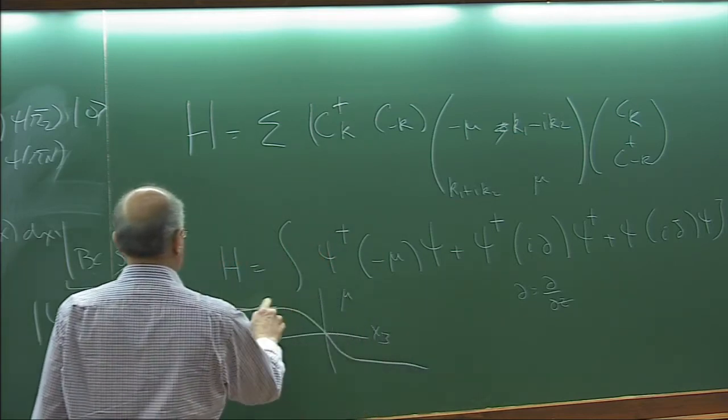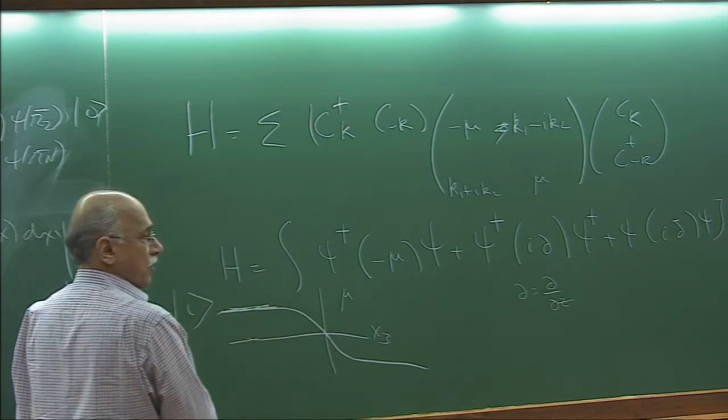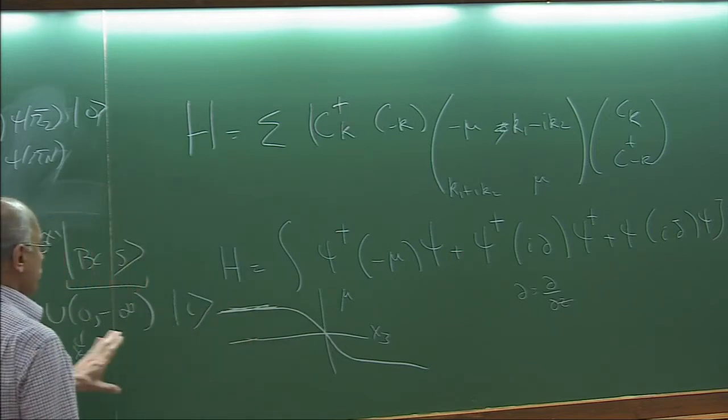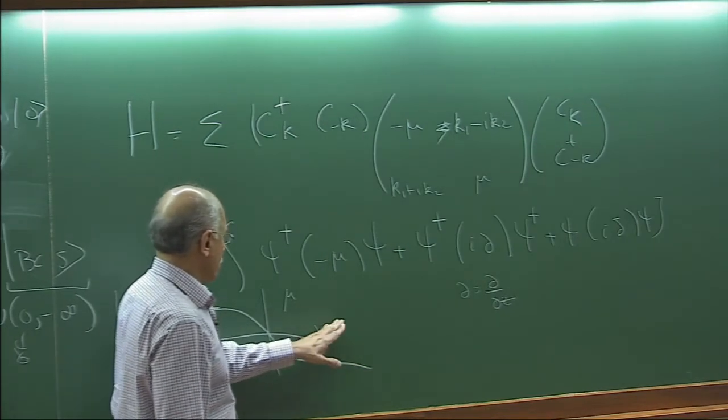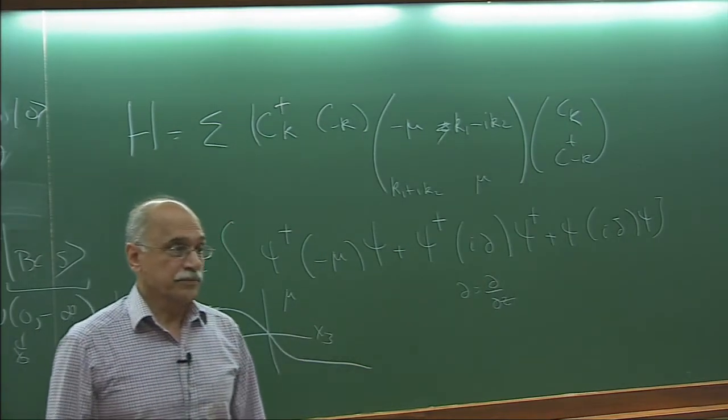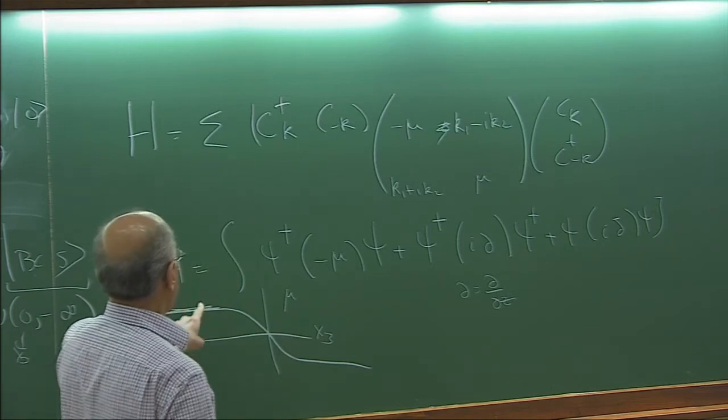The distant past has got a positive mu, enough particles to form the BCS state, and in the future, a very large negative mu that has no room for any particles. That's the kind of mu that you want.